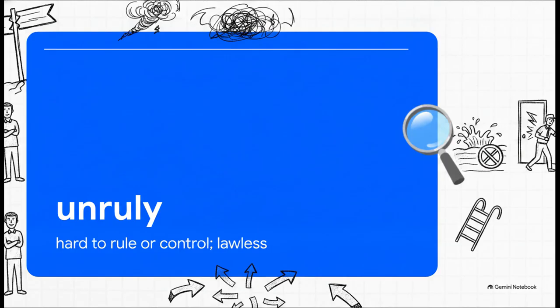We're going to start with unruly. Now, the text defines this as hard to rule or control, lawless. Think about a situation where the rules are just being completely ignored. The source material paints a great picture of this, noting that unruly behavior is strictly prohibited at the swimming pool. Or picture a worker who gets fired because he just persisted in acting in an unruly way. It's that wild, uncontrollable energy.